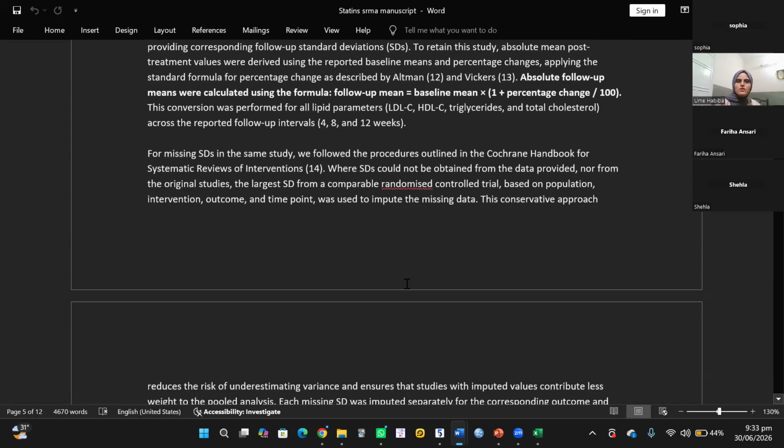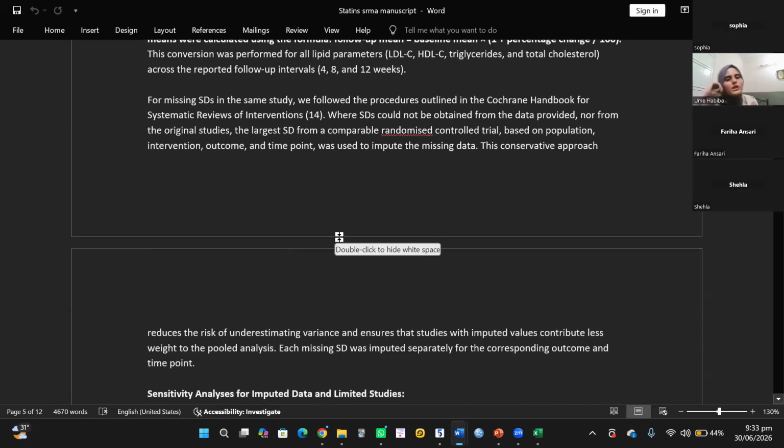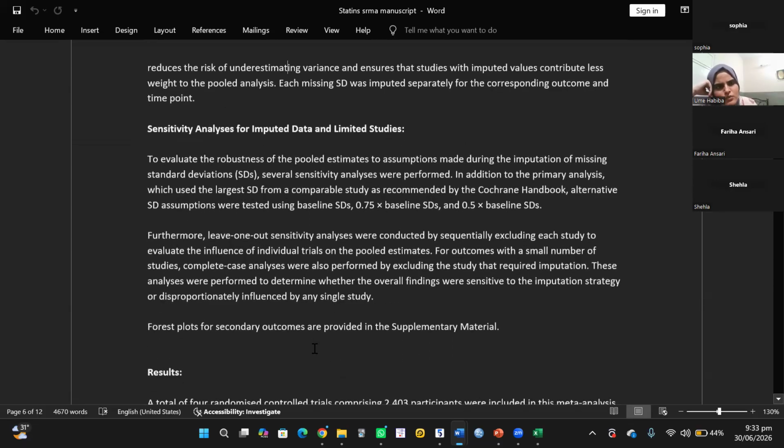Now, this is about the missing data. This particular, I told you about study number 1, it had a different outcome. It had different units, so we had to convert the units. We were telling about that here. If such is the case with your review, you have to tell them, otherwise there's no need. Then the sensitivity analysis that was performed.